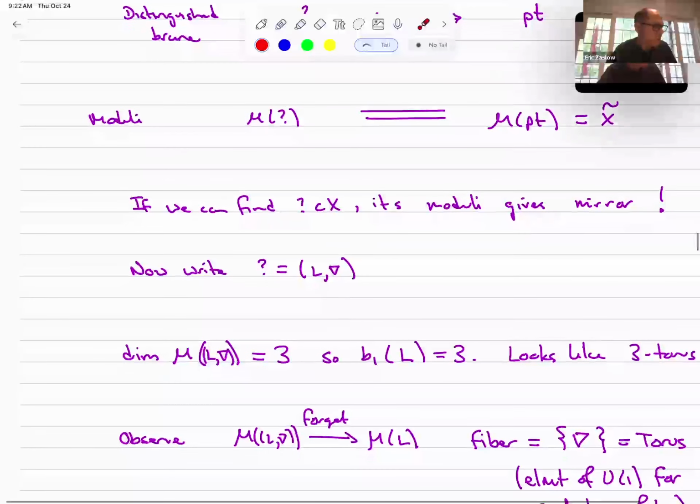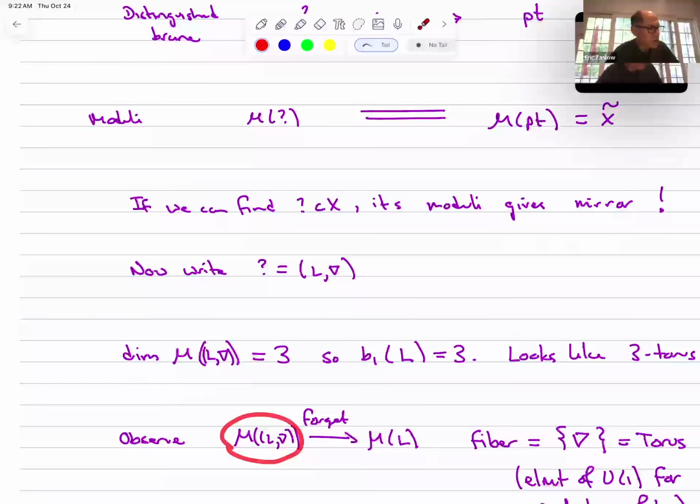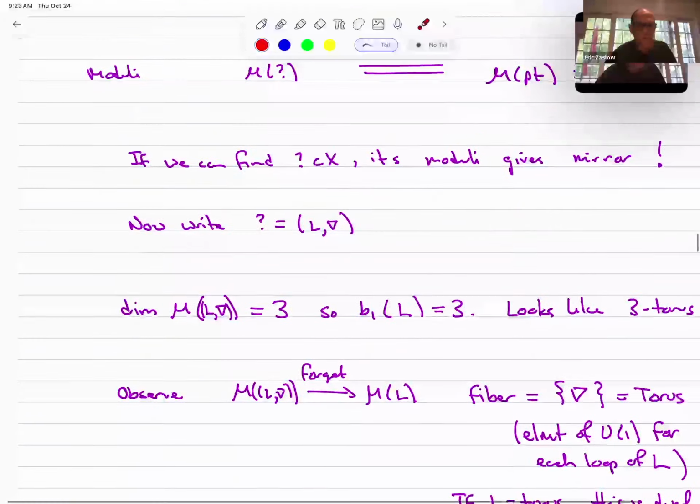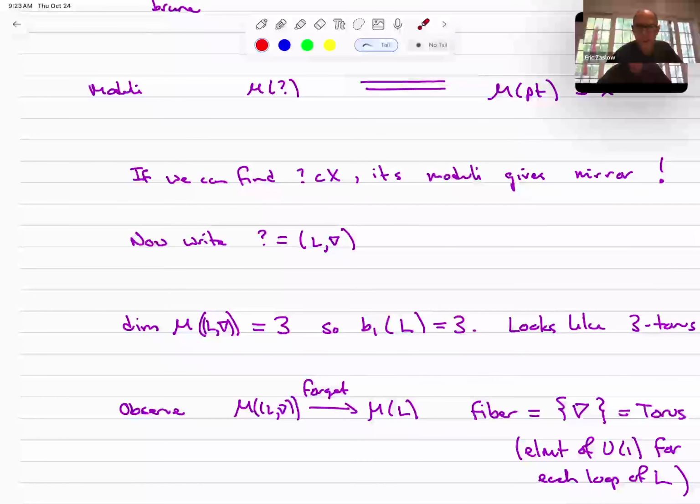We can go even further. The moduli space of pairs, Lagrangian and whatever this flat connection means, has a forgetful map where you just forget about the flat connection. That seems silly, but you can do it. But we know something about that map, the fiber of that map, namely, if you give the Lagrangian, what are the possible connections that you could have forgotten? That itself is a torus. These tori are popping up all over the place.